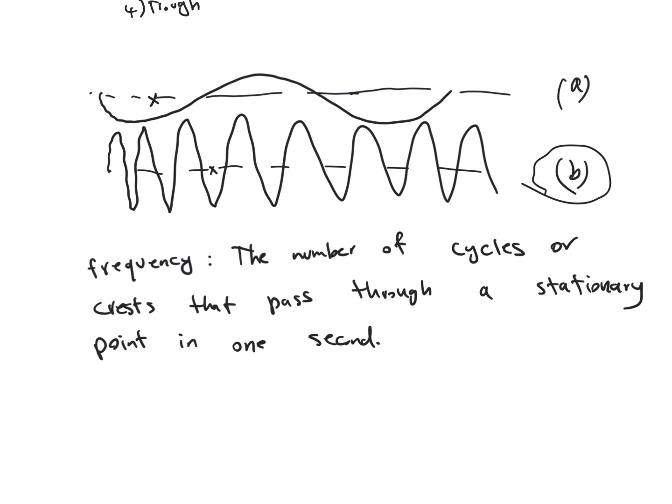Because if you have a wavelength like A, which is really long, and you consider one stationary point, a smaller number of these waves pass through that point. But if it's like B, there would be much more of those. Does that make sense? Any questions?